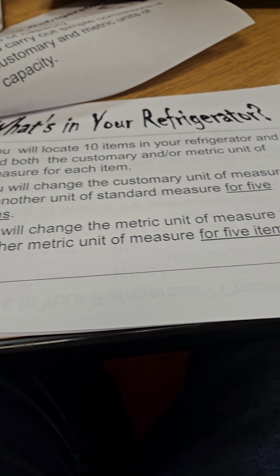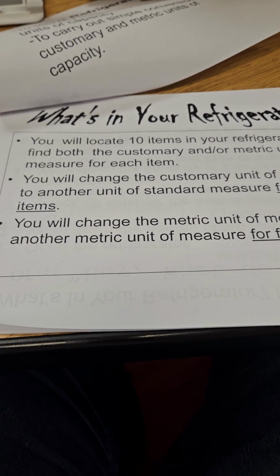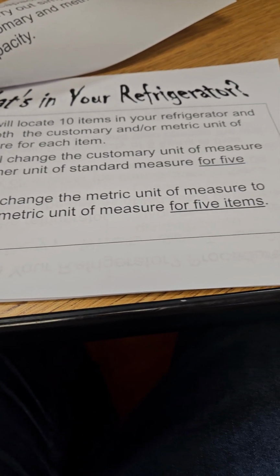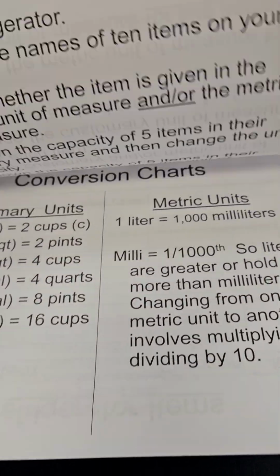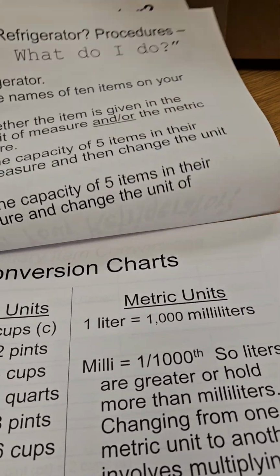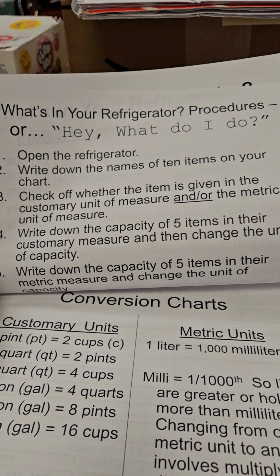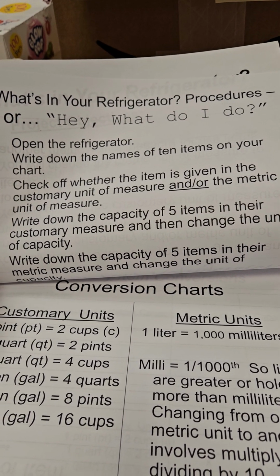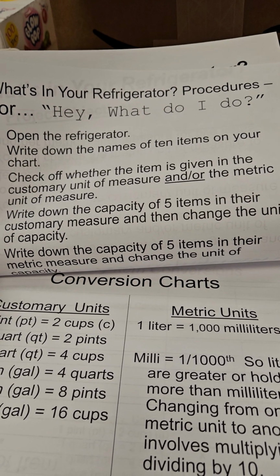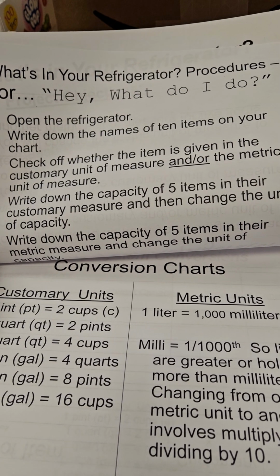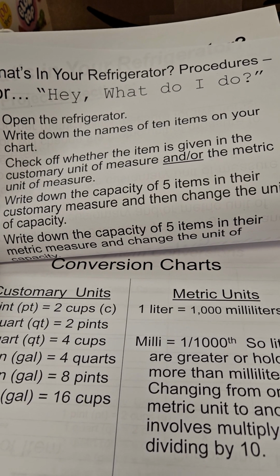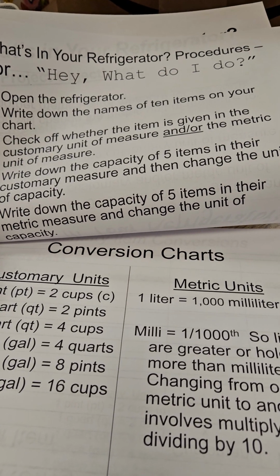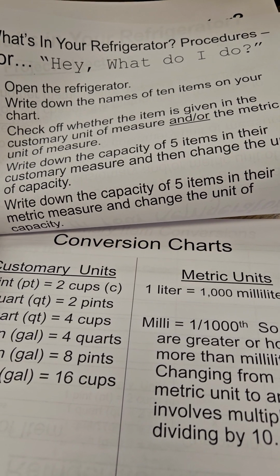Okay, so customary units of measure to another unit for 5 of them, and then from metric to customary for 5 of them. Okay, so you're just splitting up the measurements. What do you do? Open your refrigerator, write down the names of 10 items on your chart. Check off whether the item is given in the customary unit of measure or metric. Write down the capacity of 5 of the items in their customary measure, and then change those units of capacity, and then write down the capacity of 5 items in your metric measure and change it.